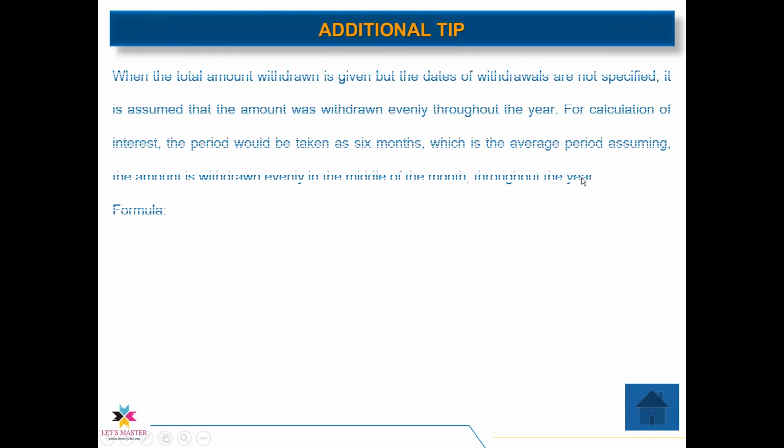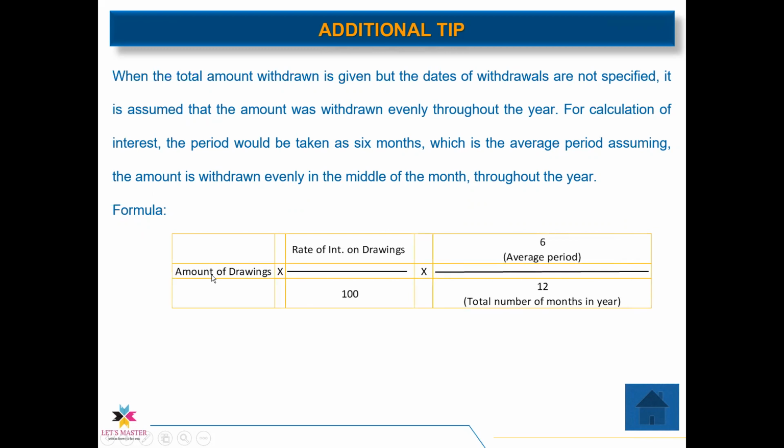Now, when the total amount withdrawn is given but the dates of withdrawals are not specified, it is assumed that the amount was withdrawn evenly throughout the year. For calculating interest, the period would be taken as 6 months, which is the average period, assuming the amount is withdrawn evenly in the middle of the month throughout the year. And the formula is amount of drawings multiplied by rate of interest on drawings divided by 100 multiplied by 6 months, that is the average period, divided by 12.